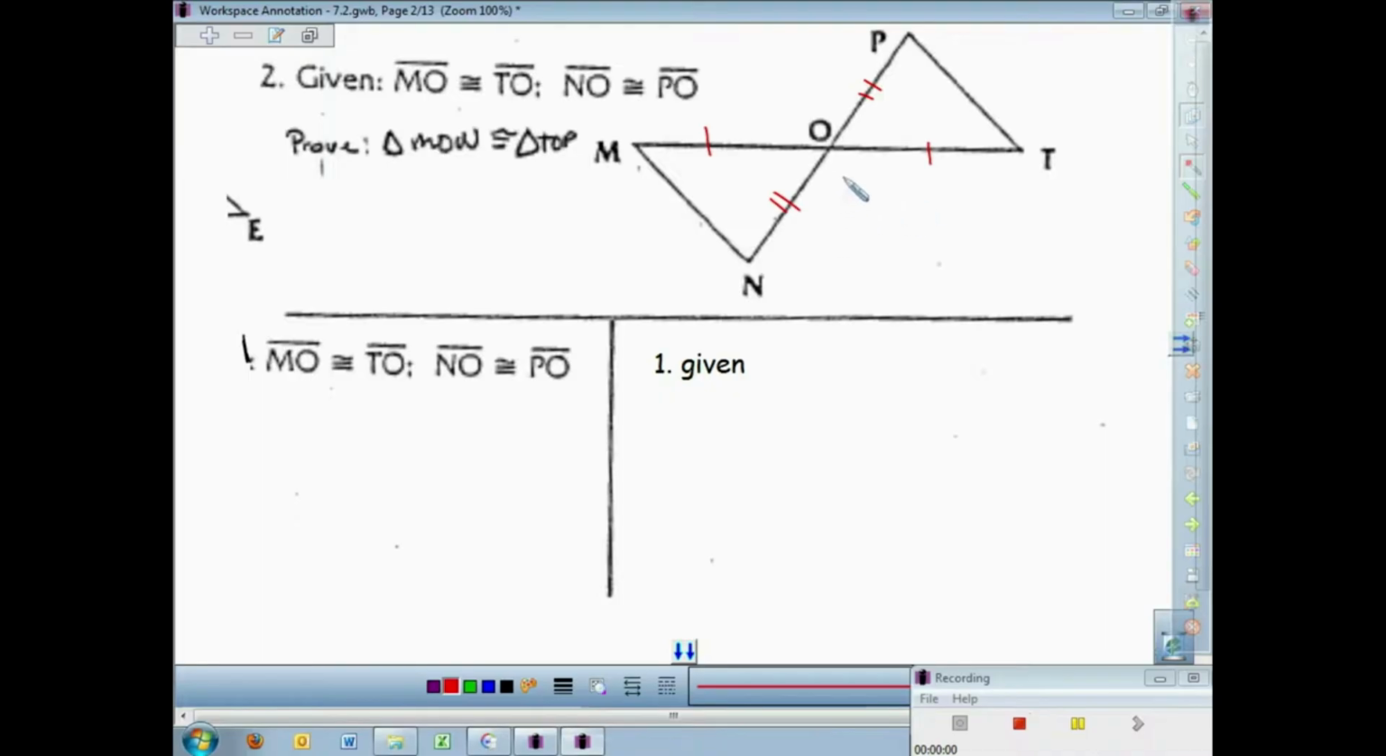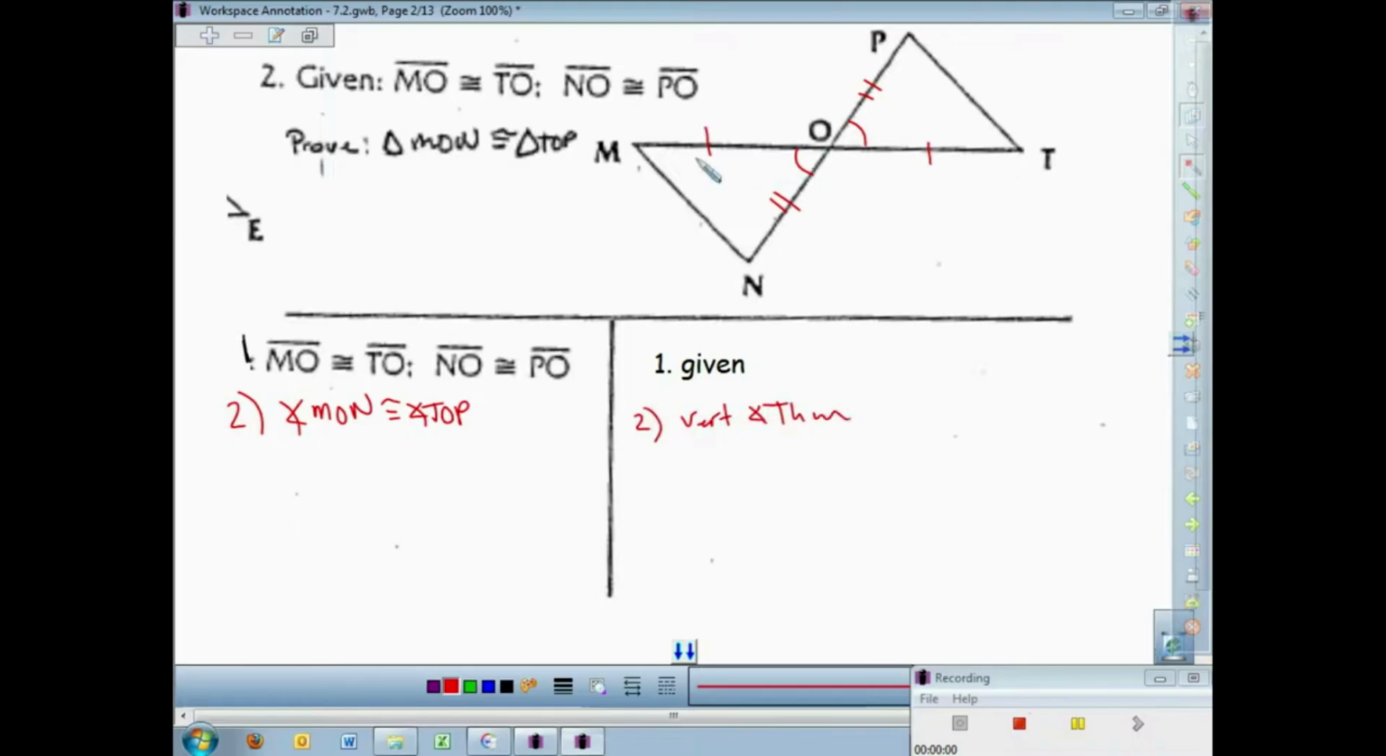Is there a shared side between these two triangles? No. Are there any parallel lines? No. Are there any vertical angles in this picture? Yes. So I will mark them, and then I will write them down. Make sure that you call the angle by 3 letters, because there's more than one angle that's got O for a vertex. So angle MON is congruent to angle TOP. And the reason why that is because of the vertical angle theorem.